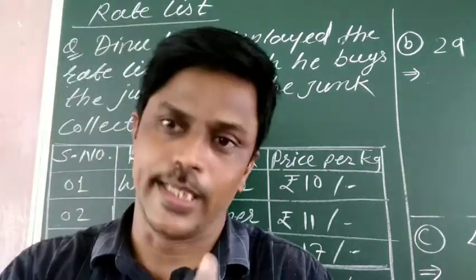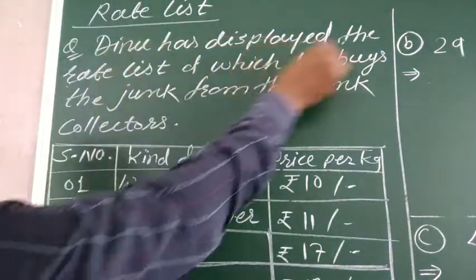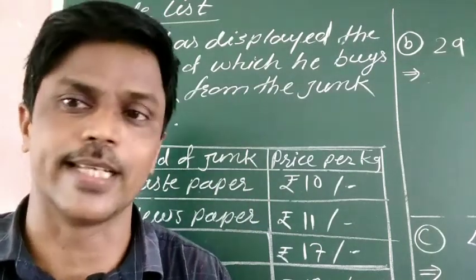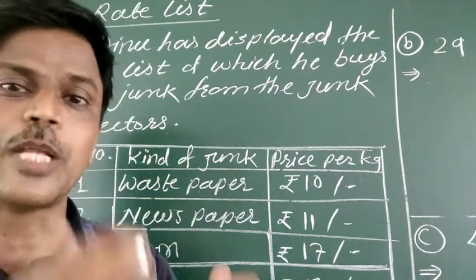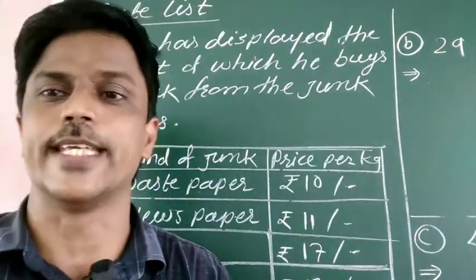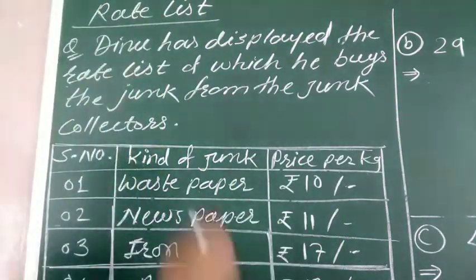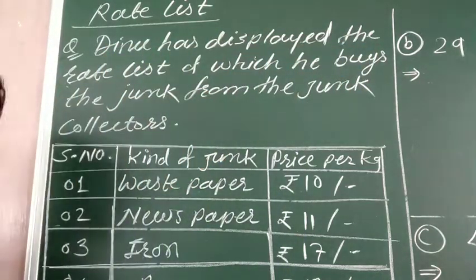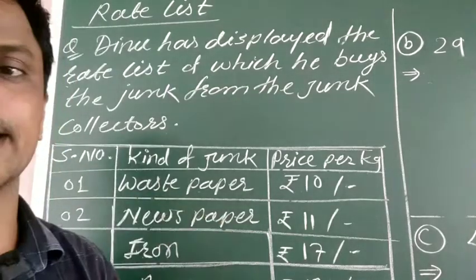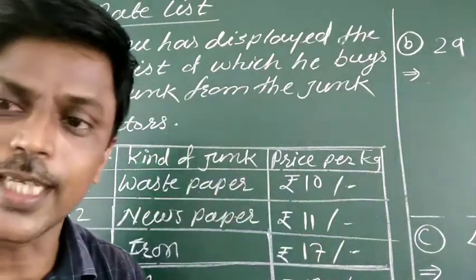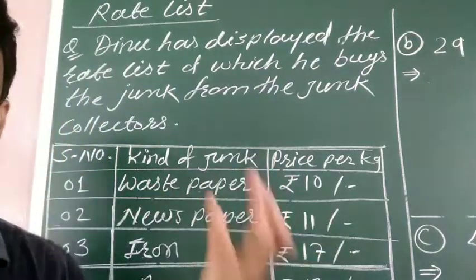उस लिस्ट को बोलते हैं हम rate list. See, Dinu has displayed the rate list. Display means show, or he has hung it somewhere so that everyone can see it. Dinu has displayed the rate list of the junk he buys from the junk collector. Whatever different items he will buy from the different junk collectors, at whatever rate he will buy, that rate list is displayed there.